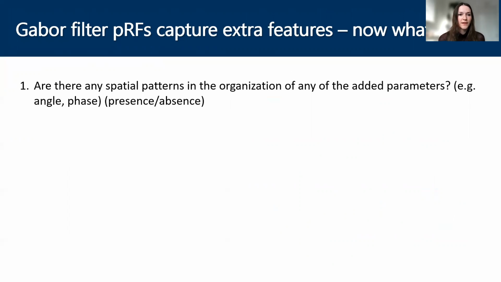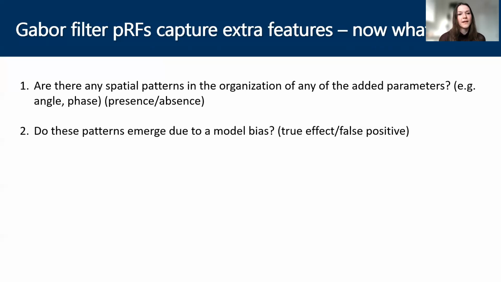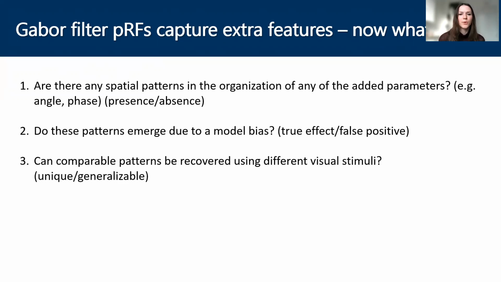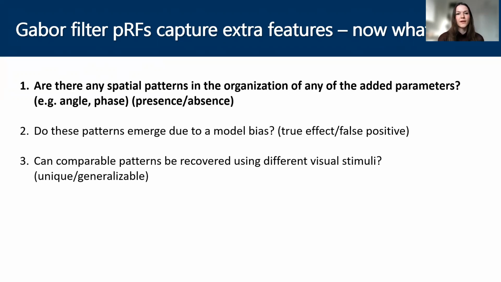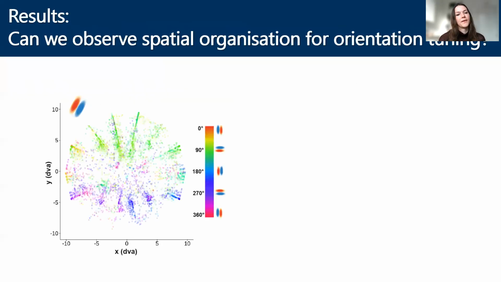So after we established that the model seems to be working relatively well, we wanted to know the following. Firstly, if there are any spatial patterns in the organization of the Gabor parameters, such as angle and phase; if these patterns emerge due to a modeling bias, or if they are driven by a physiologically relevant signal. And lastly, we wanted to know if we can recover any patterns using different types of visual stimulation. So for the first question, let's look at the results.